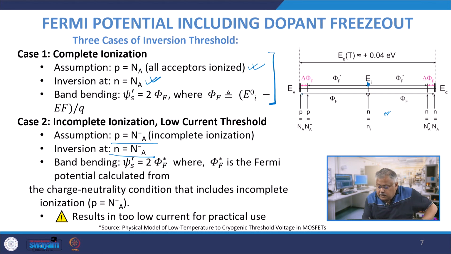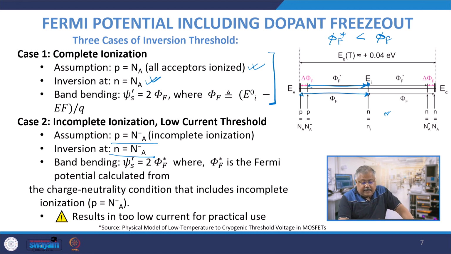Phi f is up to this much in the energy scale, and this is your phi f star. So, phi f star is relatively smaller as compared to phi f. Phi f runs from intrinsic till the edge of the fully ionized one, which is this one. This is the fully ionized one, and this is partially ionized. So, the Fermi level for the partially ionized is psi f star, and phi f is much larger as compared to phi f star. But the whole idea here is, since it is incomplete ionization, the current is so low that I will not be able to use any of the devices for practical purposes.